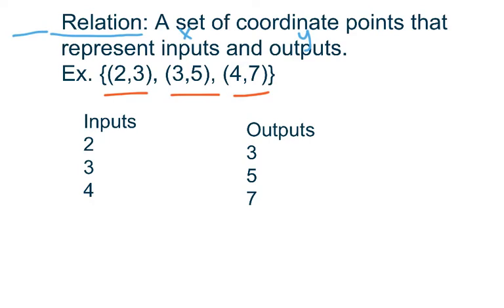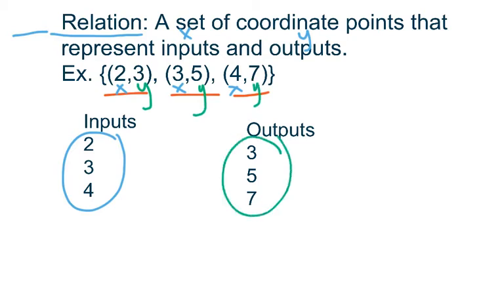So anytime you've heard inputs before, those are your x coordinates. All right, and that's why your inputs are 2, 3, and 4. And then in green, I'm going to do your outputs. Those are your y coordinates. So 3, 5, and 7. So that shouldn't be new information. You should already know what a relation is and how to graph those. But this is just to jog your memory. So now we're going to move on.